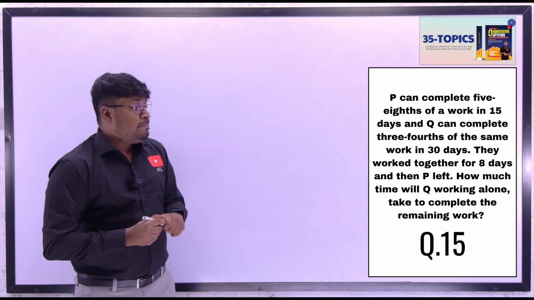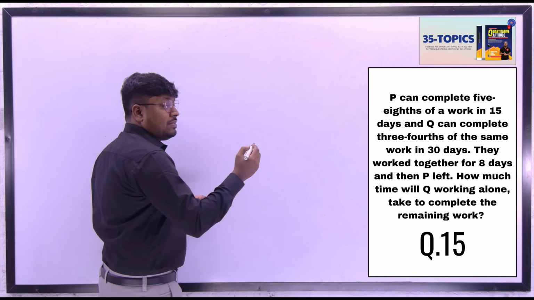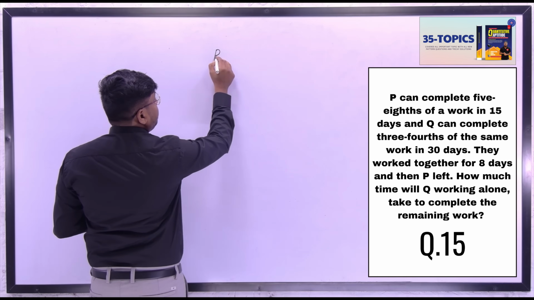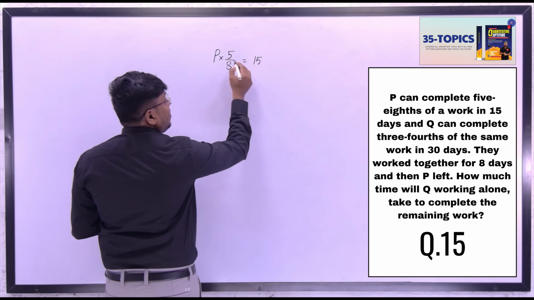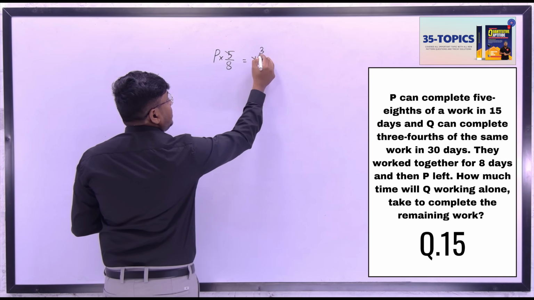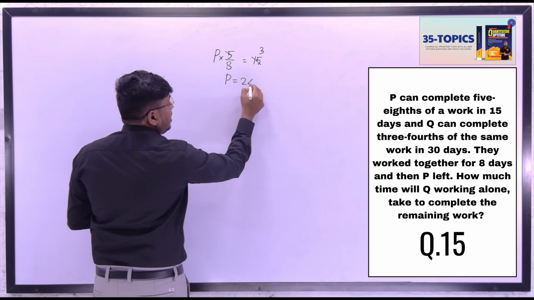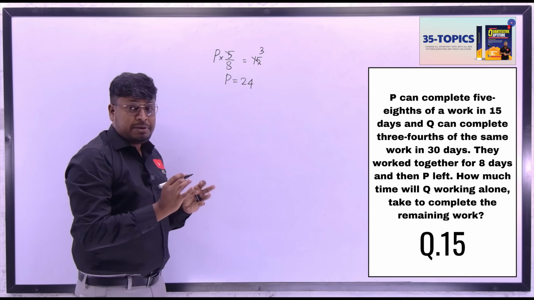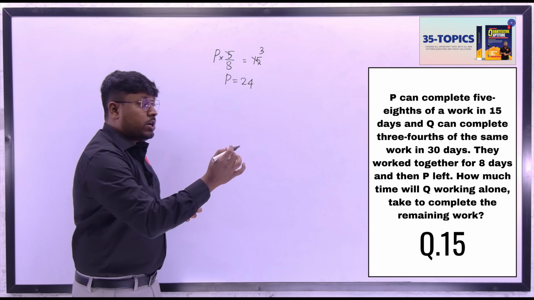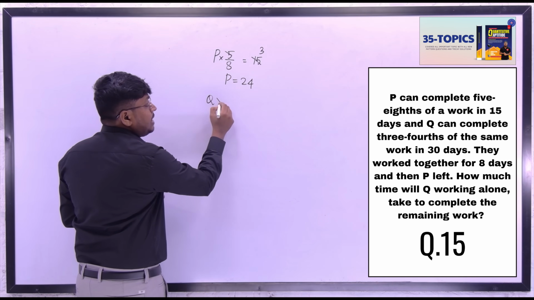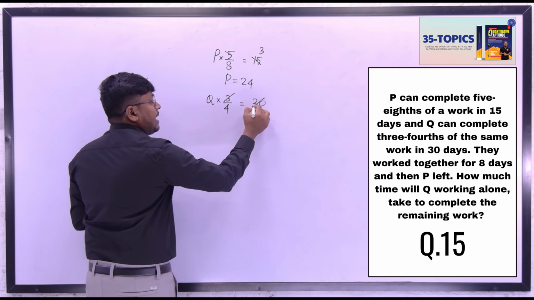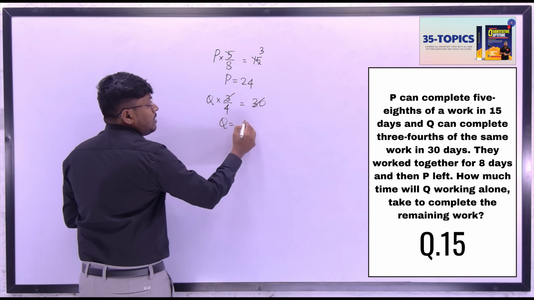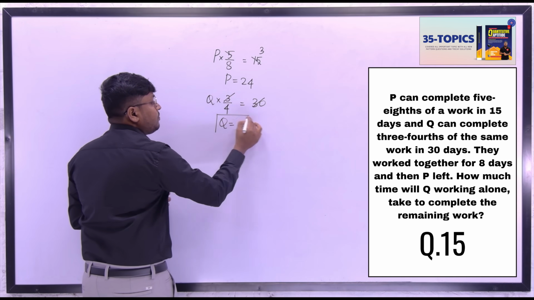So P can complete 5 by 8 of the work in 15 days. We have learned all these concepts many times. So P will be 24. So P alone will be completing the piece of work in 24 days. What about Q? Q will be 3/4 of the work in 30 days. So we can cancel this 10 times. So Q alone will be completing the piece of work in 40 days.